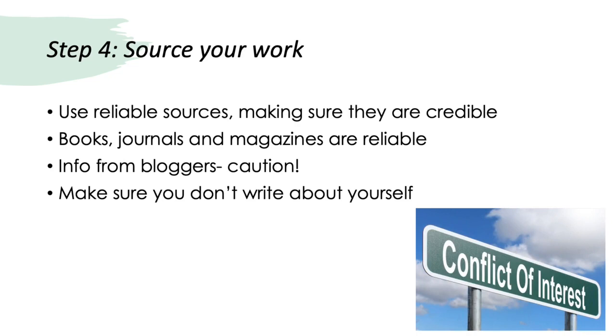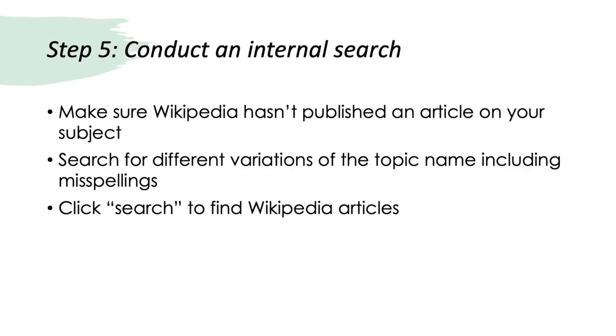Detailed instructions on the proper way to cite sources can be found by typing WP:/cite into the search box and hitting go. Step 5. Conduct an internal search. Make sure Wikipedia hasn't already published an article on your exact subject by typing it into the site's internal search engine. Search for as many variations of the topic name as you can think of, including any common misspellings of your relevant terms. Now click Search to find the Wikipedia articles that just mention your subject area.